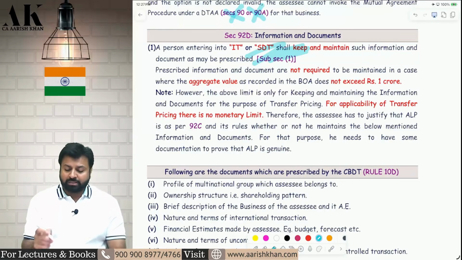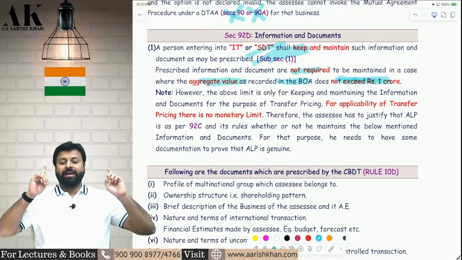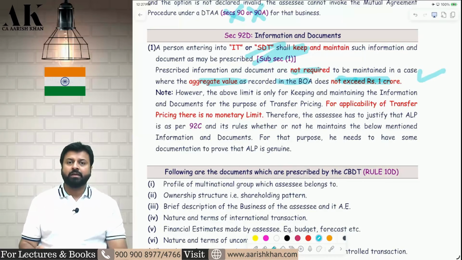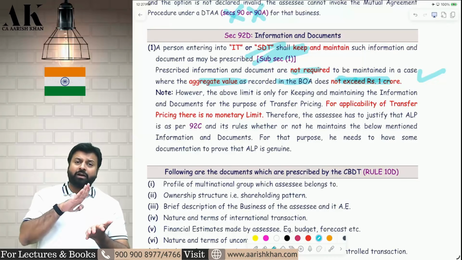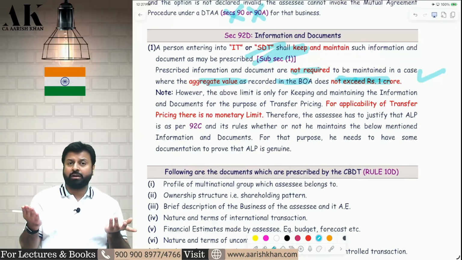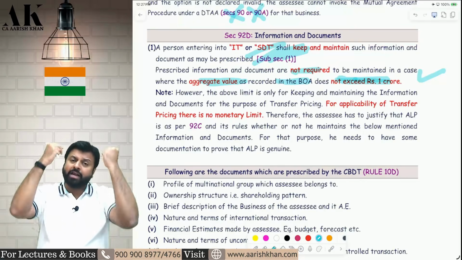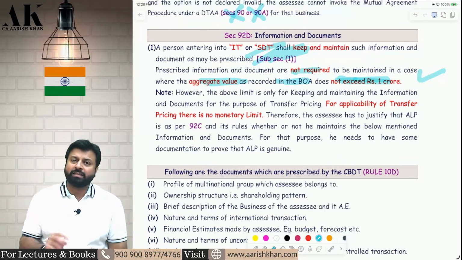But all these documents and information are supposed to be maintained only by those people whose aggregate value of transaction recorded in the books exceeds 1 crore rupees. If the aggregate value of the transaction in the entire year exceeds 1 crore rupees, you have to maintain all these documents and information. See, all these documents and information are supposed to be maintained if transfer pricing is applicable for you. For applicability of transfer pricing, there is no turnover or limit. Again, understand. If your aggregate transaction value of the entire year exceeds 1 crore, you have to maintain all the documents. But for transfer pricing applicability, there is no limit. Even if 10,000 rupees international transaction is done, transfer pricing is applicable. So for applicability of documentation maintenance, limit is there of 1 crore.